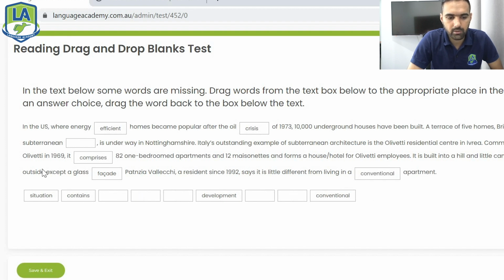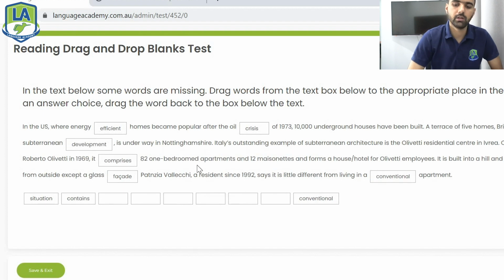Is underway. Situation is underway, no, because they're talking about 5 homes. If I'm talking about homes and if I say these are underway, what will I be talking about? I'll be talking about construction of home is underway. So we have got the closest word, development is underway. This is the right answer for the third blank and these are the right answers for the passage. Energy efficient homes, oil crisis. Development is underway. So these are the right answers.